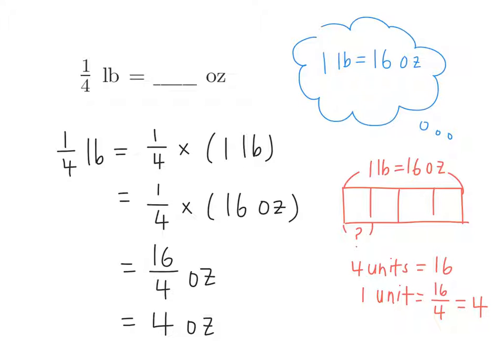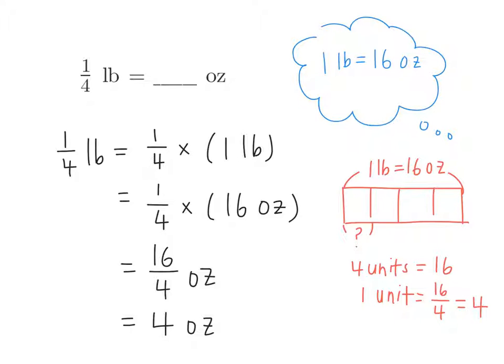As promised, today we're going to be finding a fraction of a measurement. 1/4 of a pound is a fraction of a measurement. It's a fourth, that's the fraction, and the measurement is a pound. And we want to find out how many ounces are in 1/4 of a pound. So go ahead and start by writing that down.